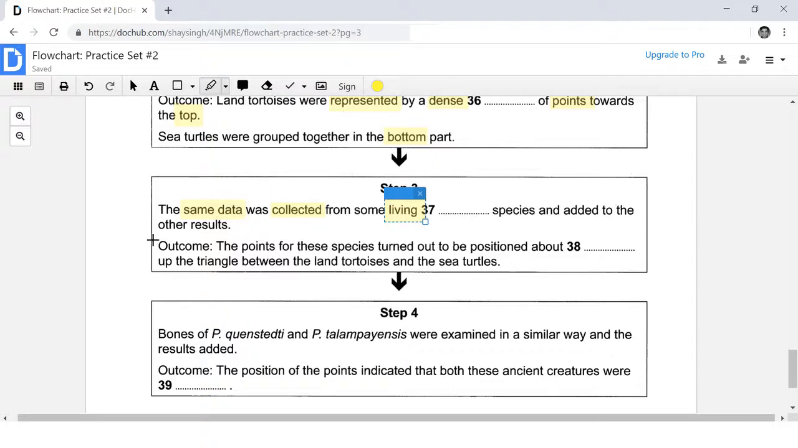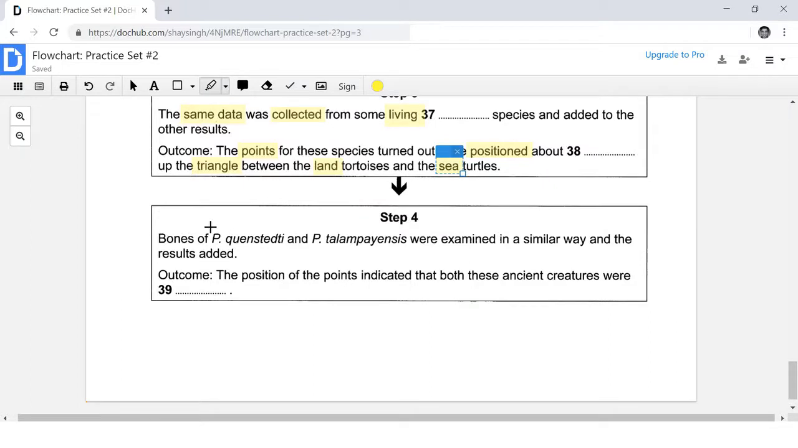Added to the other results. Here we have the outcome, points, species turned out to be positioned. Triangle can be a good keyword. That may be easy for us to find. Positioned about dash up the triangle. Between the land and the sea turtles. Okay, so land tortoises and sea turtles, that might help us as well.